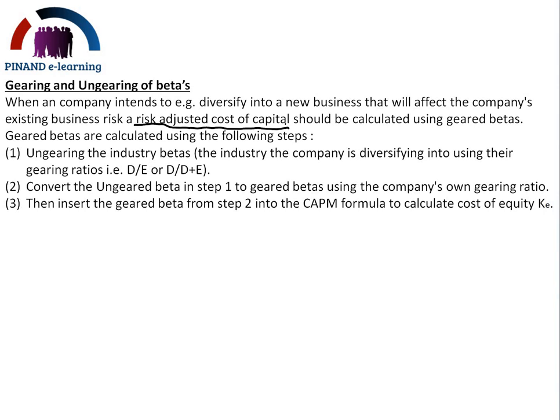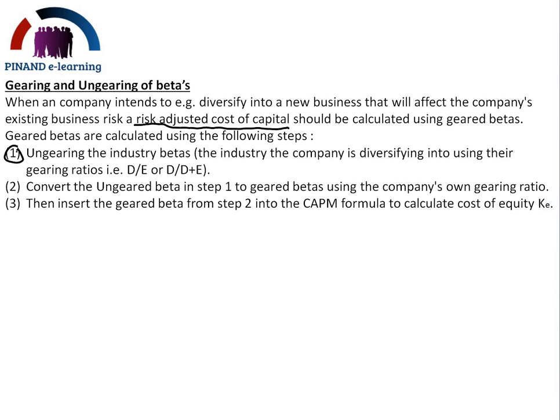Step 1, ungearing the industry betas, in bracket, of the company the firm is diversifying into, using their gearing ratios, i.e. debt over equity or debt over debt plus equity. Number 2, convert the ungeared betas in step 1 to geared betas using the company's own gearing ratio. Number 3, then insert the geared beta from step 2 into the CAPM formula to calculate the cost of equity, KE.